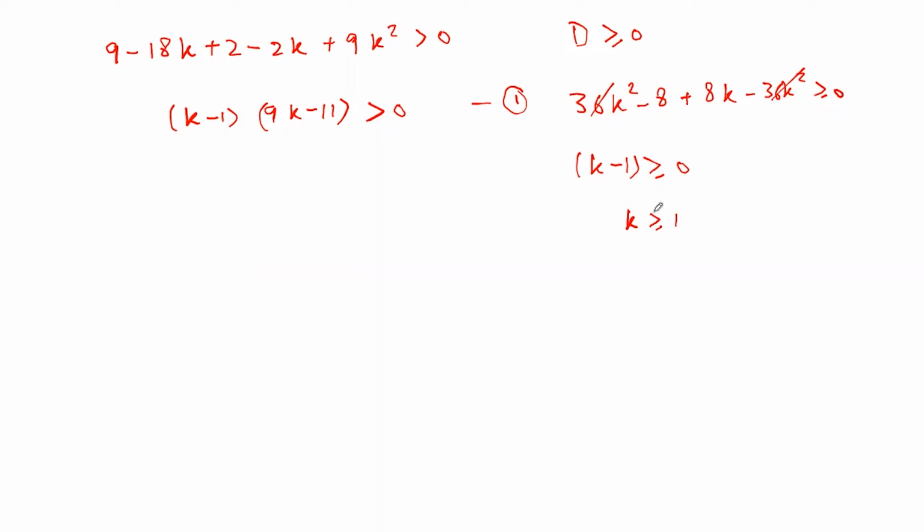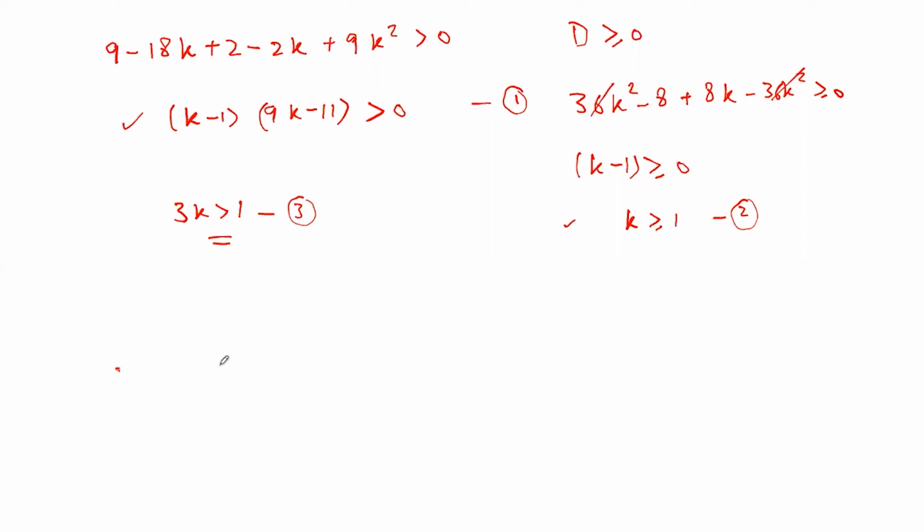From this we are getting k greater than or equal to 1, and from this we are getting k less than 1 and greater than 11 by 9 values, right? So first is this, second is this, and third minus b by 2a, right? So this is 3k greater than 1. So first one, this is second one, and this is third one. So we have to apply all three, and then we have to see which one is going for our correct option and correct answer, right?